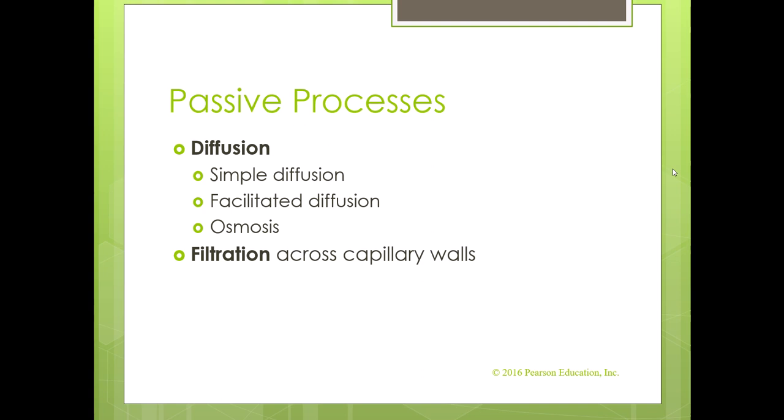So simple diffusion is just a molecule unaided moving down its concentration gradient. To facilitate means to help. So facilitated diffusion is a solute moving down its concentration gradient with the help of some sort of transport protein. And then osmosis is actually the diffusion of not the solute, but the solvent, the fluid. So let's watch a little video.